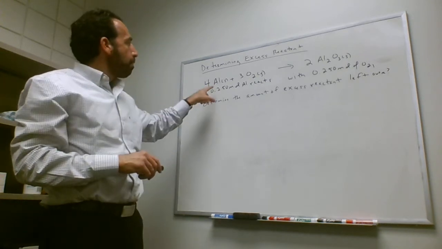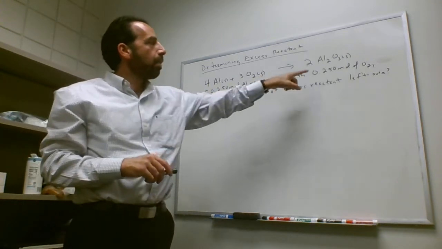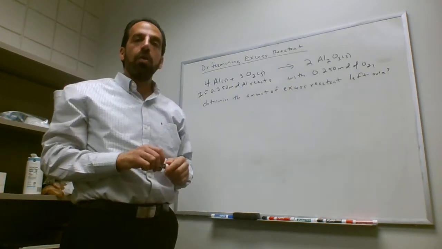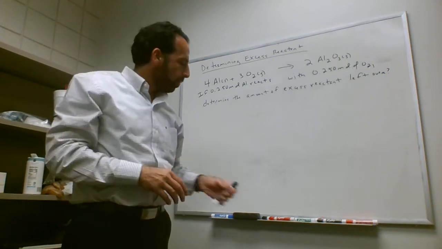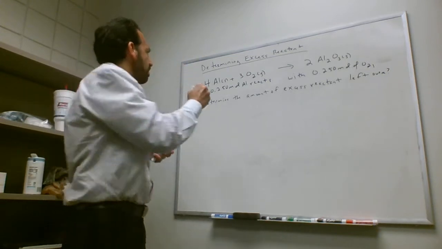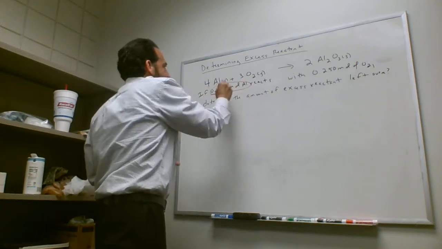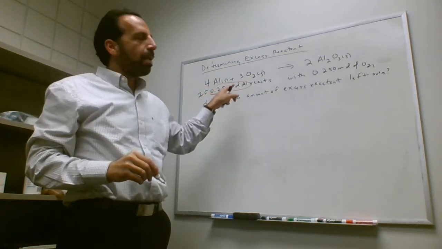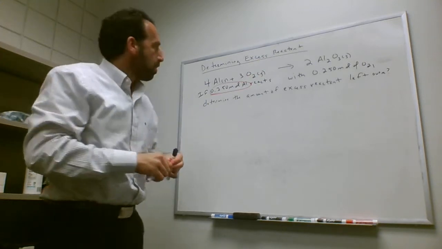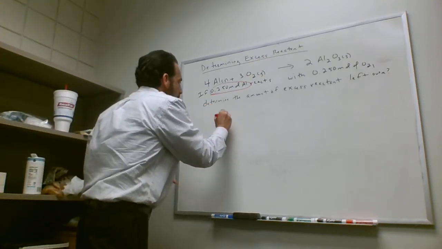So I have 0.25 moles of aluminum. It reacts with 0.250 moles of oxygen, and then we're going to form our aluminum oxide. So what I'm going to do with this is pick one of these reagents. For instance, in this case, I'm going to start with 0.25 moles of aluminum, and I want to see how many moles of oxygen are required for it to react.